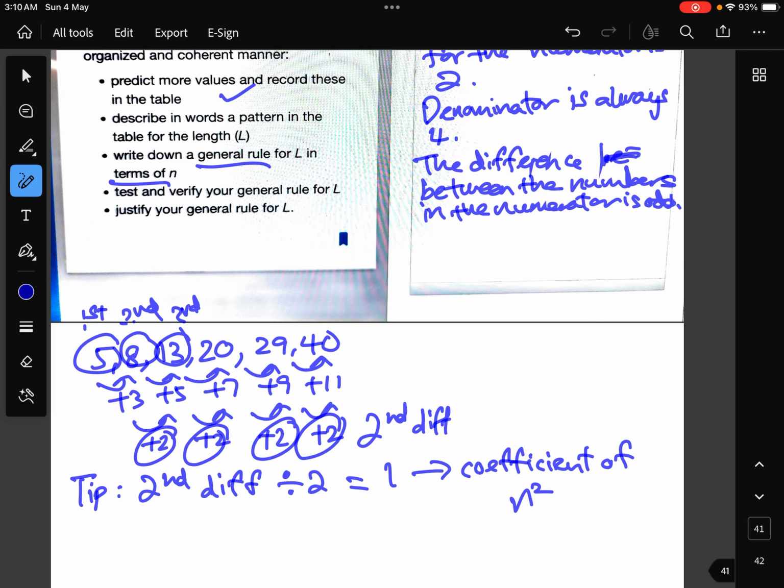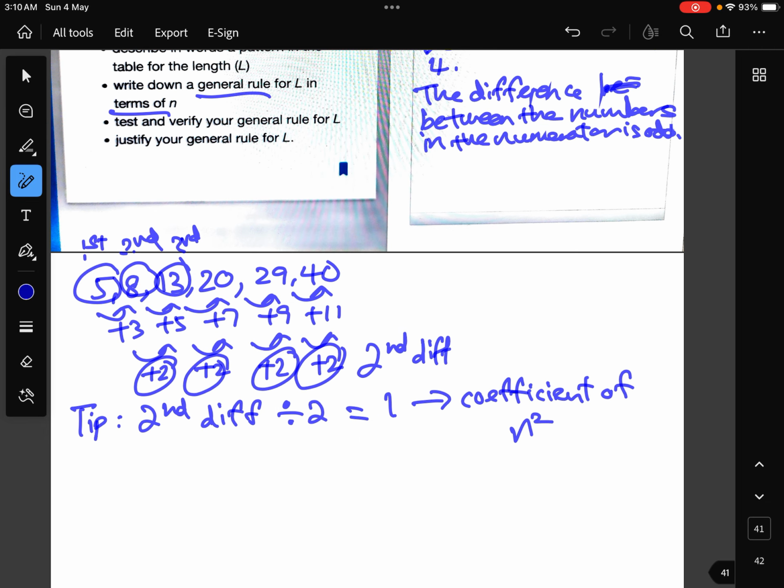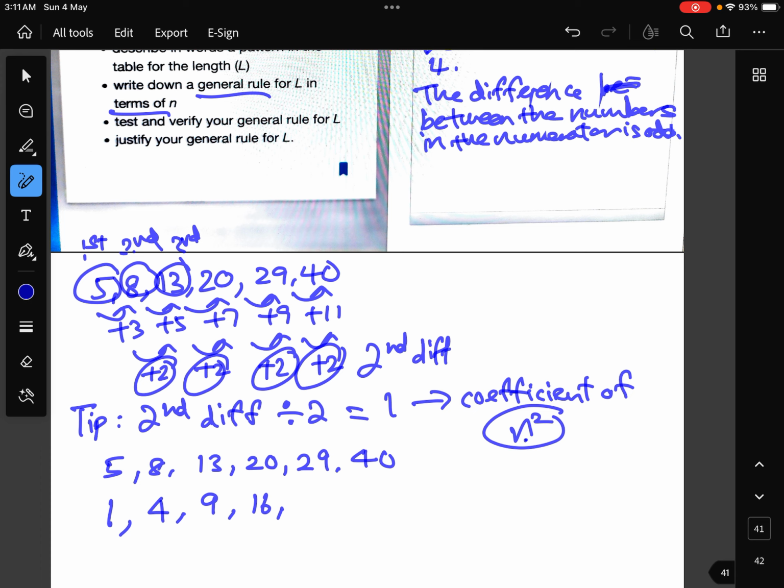So if we start off with n squared, now remember we started off with the numbers 5, 8, 13, 20, 29, and 40. Now, if we start the formula with n squared, and we know that the first number is the first term, so if I put n to be 1, 1 squared is going to give me 1. If I put n to be 2, which is the second term, 2 squared gives me 4. If I put n to be 3, this gives me 3 squared, which is 9. Then this will be 4 squared, which is 16. 5 squared will be 25, and 6 squared will be 36.